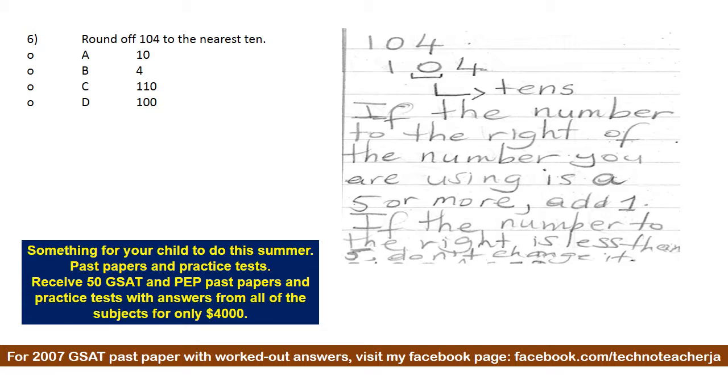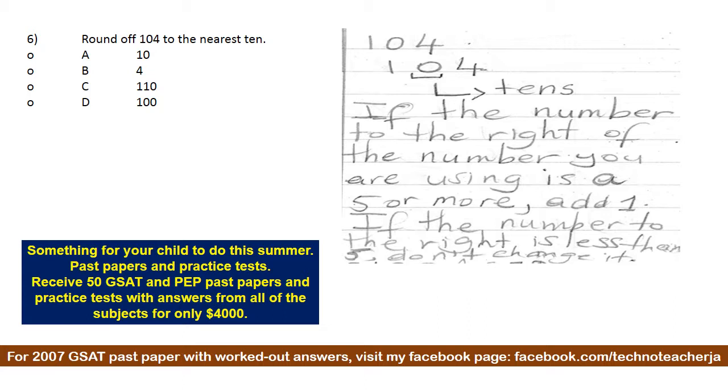We want to round off to the nearest 10. So at the end of the number, we must have either 0, or 10, 20, 30, 40, 50, 60, 70, 80, or 90. Okay, this number is 104.